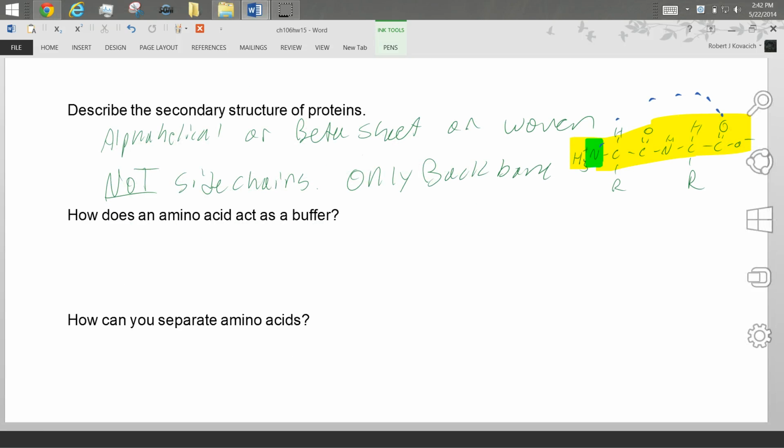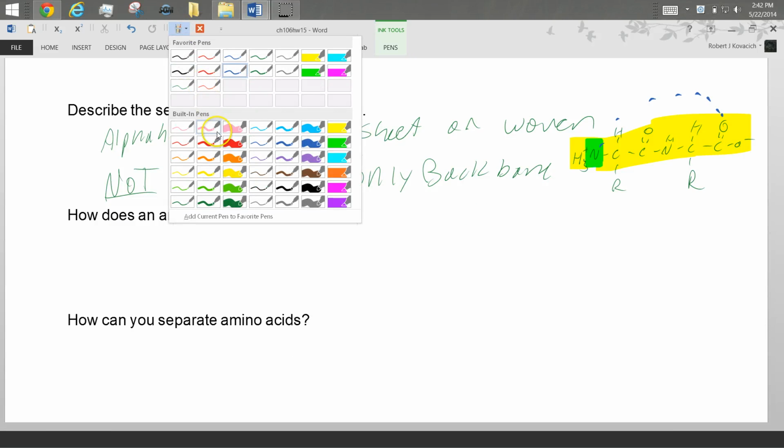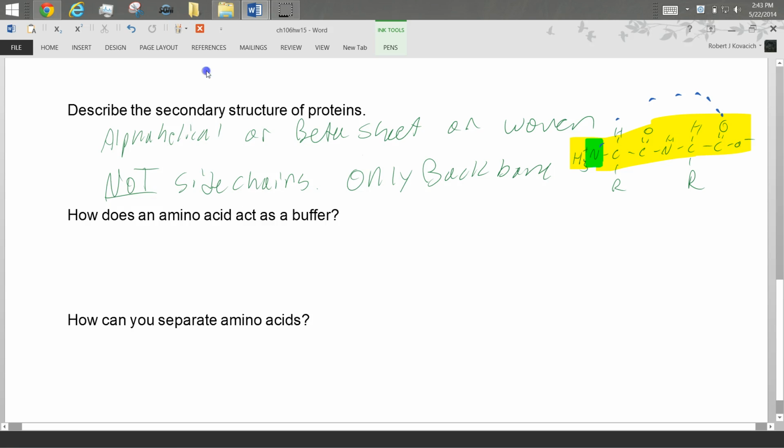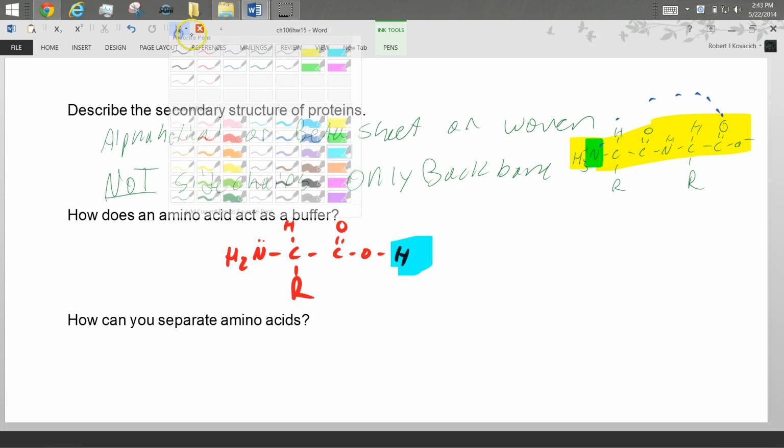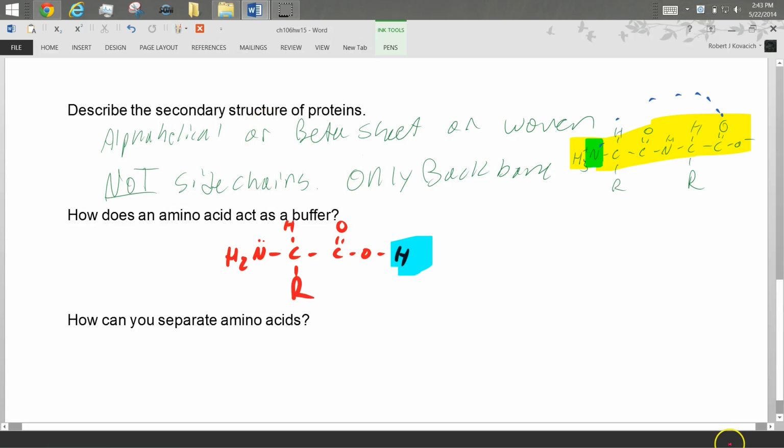How is it that an amino acid can act or behave like a buffer? What is it about it that allows it to do that? It's got an acid and it's got a base. If we talk about it in this format, I can have that H pop off if what happens? If an OH was added to the solution, if there was excess OH, that H would pop off and neutralize that hydroxyl group.